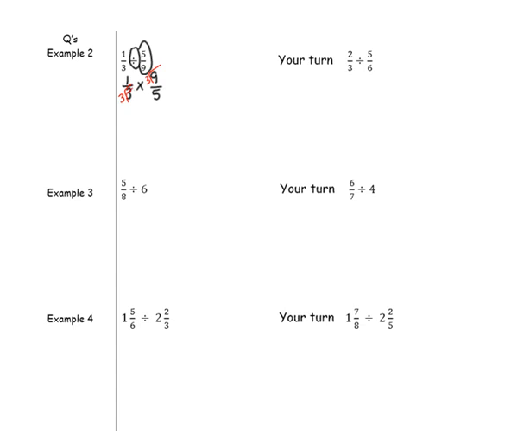3 goes into 3 one time, replace that with 1. 3 goes into 9 3 times, replace that with 3. Now multiply your numerators, 1 times 3, and your denominators, 1 times 5. 3/5 is the answer.